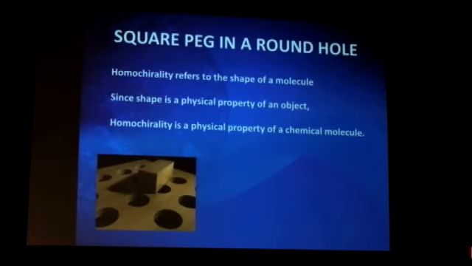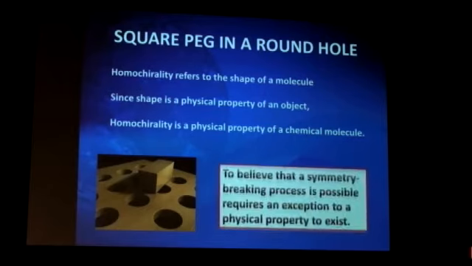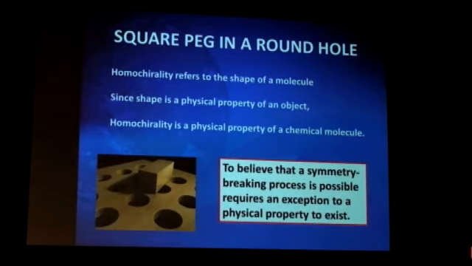Homochirality refers to the shape of a molecule, and shape is a physical property of an object, so therefore homochirality is a physical property of a chemical molecule. Well, that means if you're going to believe in a symmetry-breaking process, you have to believe that an exception to a physical property can actually exist. Now, I think we know the answer to that. That is impossible. You know, in principle, there might be some exception found to a law of science somewhere. I say possibly, it's never been done yet. But even if that were possible, you still cannot have an exception to a physical property because a physical property describes the properties of a known molecule.